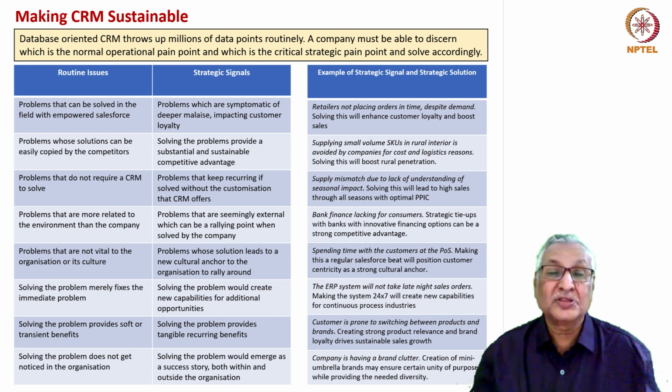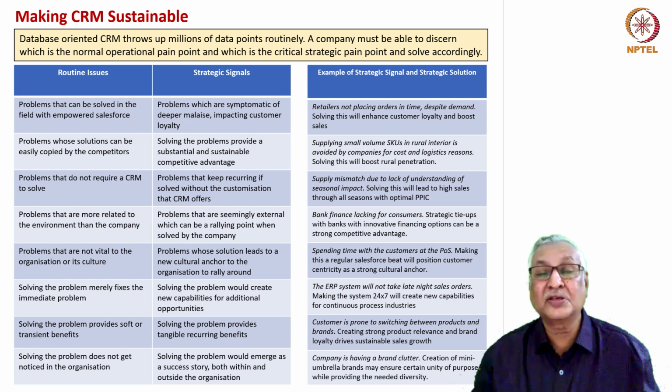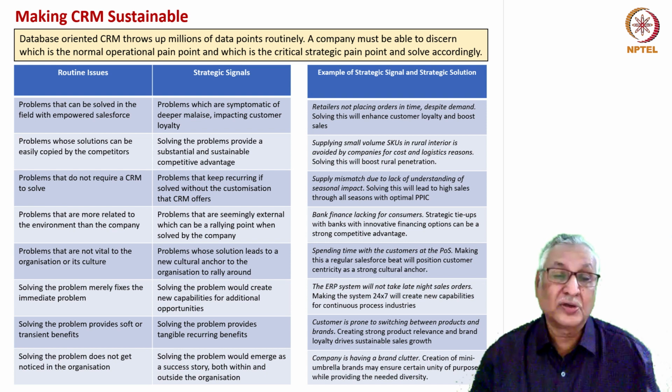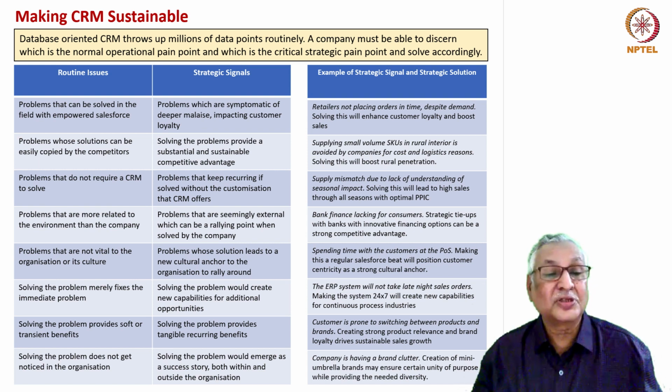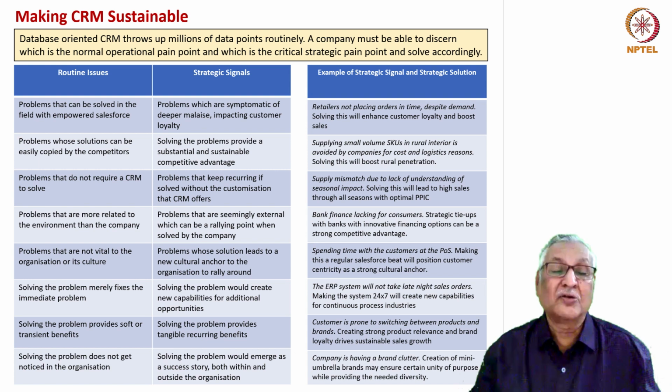But solving the problems in such a manner that there would be a sustainable and substantial competitive advantage over the competitor is a strategic input. Problems that do not require a CRM to solve is a routine issue. Problems that keep occurring again and again, and those which can be solved only with CRM, is a strategic issue. Problems that are more related to the environment than to the company are routine issues. Problems that seem to be external but are beginning to be rallying point for the customers when solved by the company is a strategic signal.